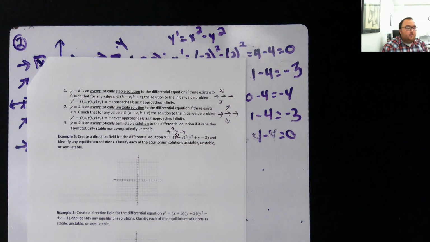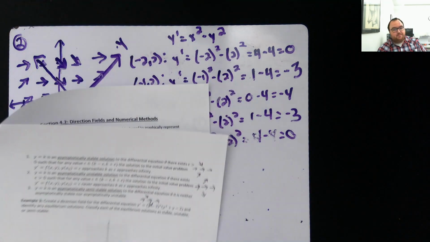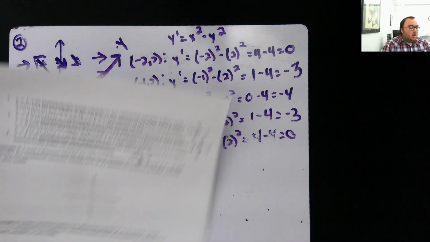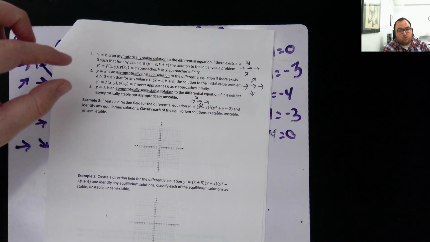So what I'm going to do is find what my equilibrium solutions are by setting the derivative equal to 0 and then solving it for the y. After that, I can draw my slope field and see what's happening. Okay, so that's what I want to do. Example number 3, create a direction field for the differential equation y prime equals y minus 3 squared times y squared plus y minus 2, and identify any equilibrium solutions and then classify them as one of these 3 things.